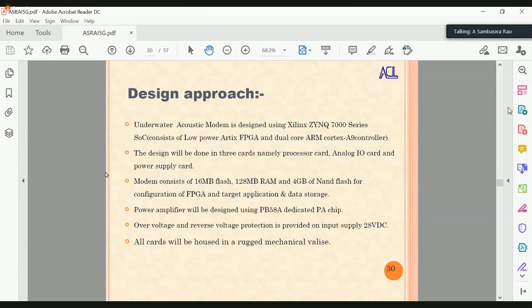So, the power amplifier chip. Our supply voltage is 28 volt DC. My input is 20. I need to operate this at 28 volt DC. Okay, because more acoustic power is required. In RF, less power is required, but in acoustic, because we have underwater systems, we need more. So 28 volts is required.